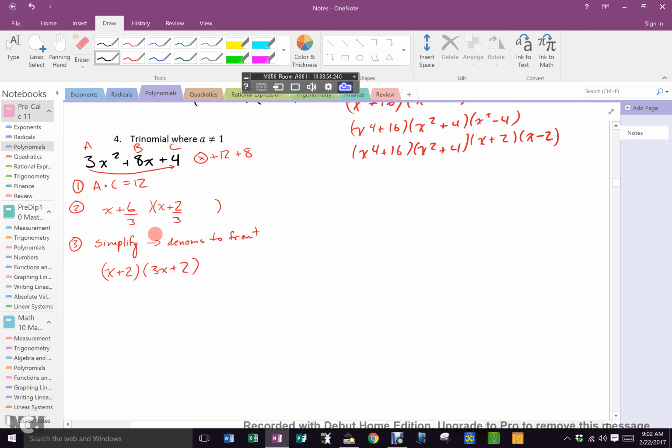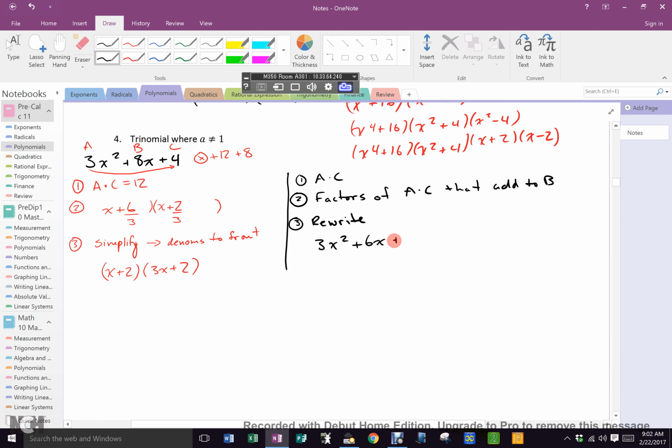Now, there's another way to do this, which I'm going to go with black here. You start the same way. Step one is still A times C. Step two is still factors of A times C that add to B. Step three is we rewrite that. So it was going to be 3x squared plus 6x plus 2x plus 4. Everybody cool here? 3x, 3x, 2 plus 6, 8, 4. Everybody good?